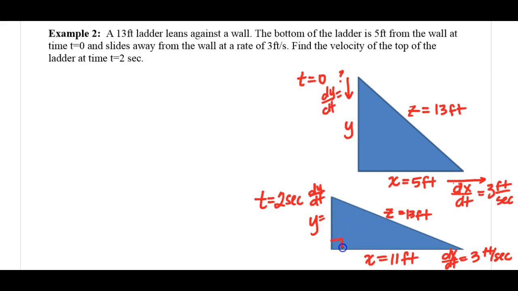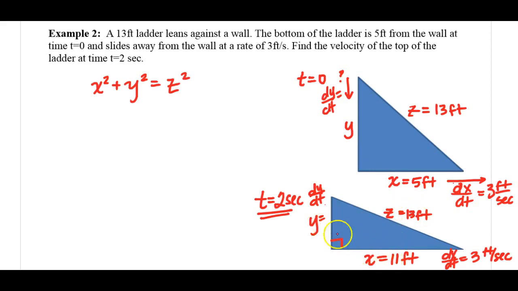So this forms a right triangle. Again, I want to find dy/dt at this moment in time. So I'm dealing with these numbers, 11, 13, and eventually I'm going to have to solve for y. But for now, I want to relate the variables. So x, y, and z are related by the Pythagorean theorem. So x squared plus y squared equals z squared. Now, if possible, I want to plug in any constants, things that aren't changing. And we've said that no matter what, the length of the ladder is 13 feet.